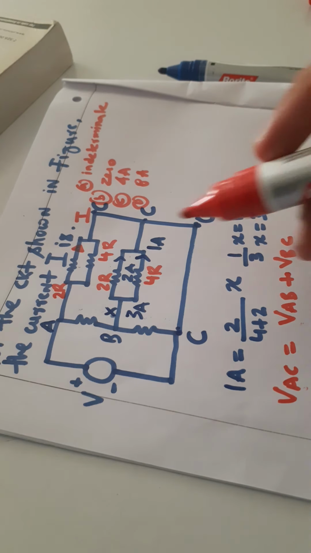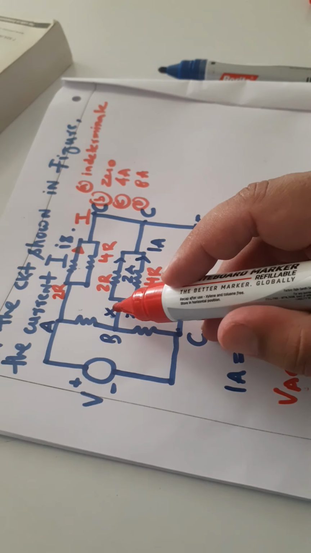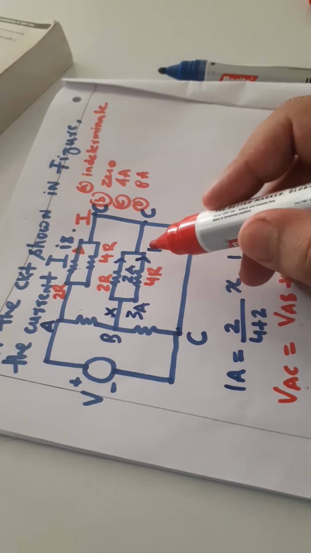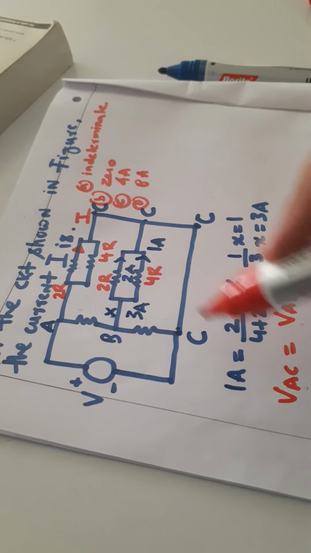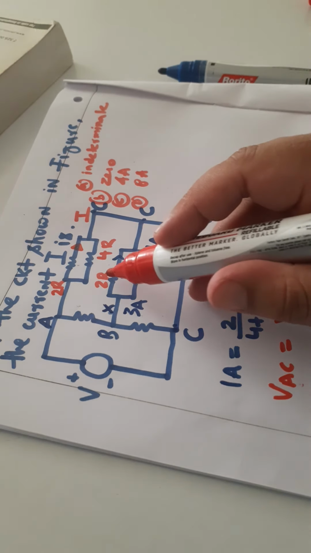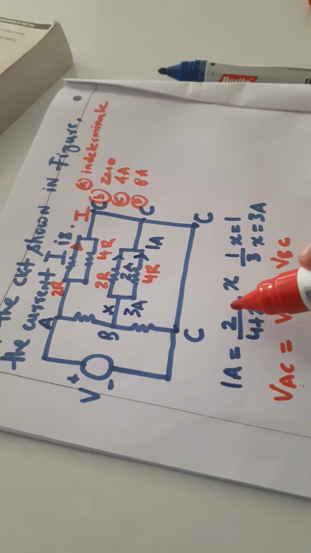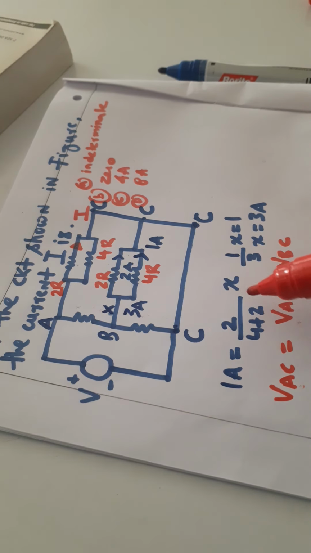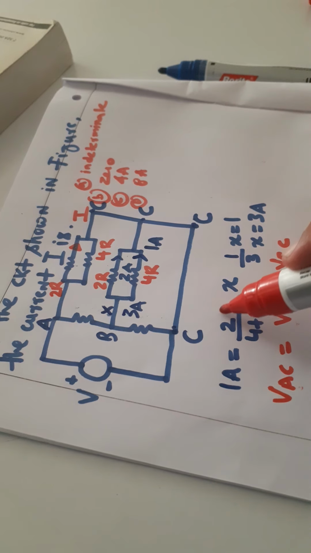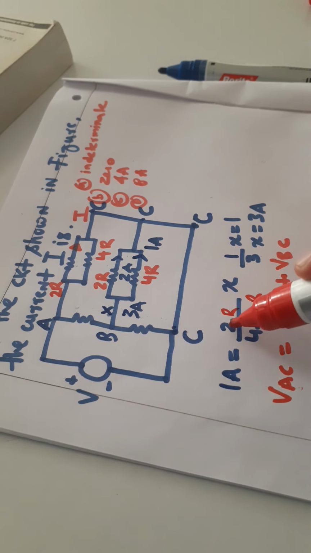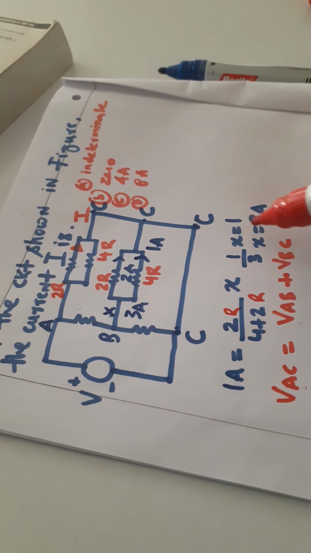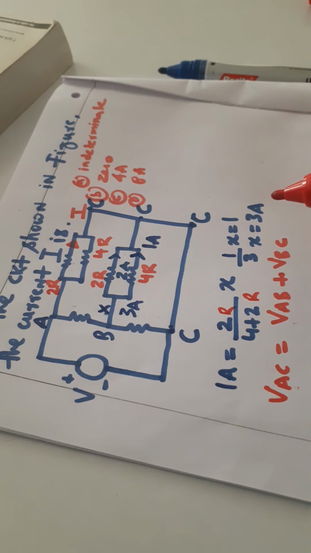Now you have to calculate this. Let's suppose this current be X, and here 1 ampere is given. So you will use the current divider rule. 1 ampere can be divided into the opposite resistance. You can see 2R and 4 plus 2R. So this would give you 2R divided by 6R, that is 1 by 3 of X. So X, you will get the value of 3 amperes.